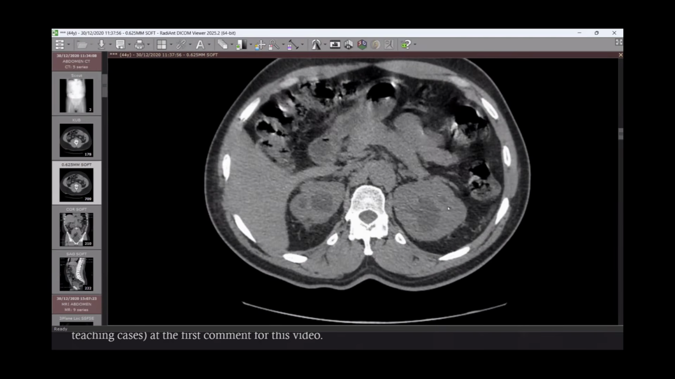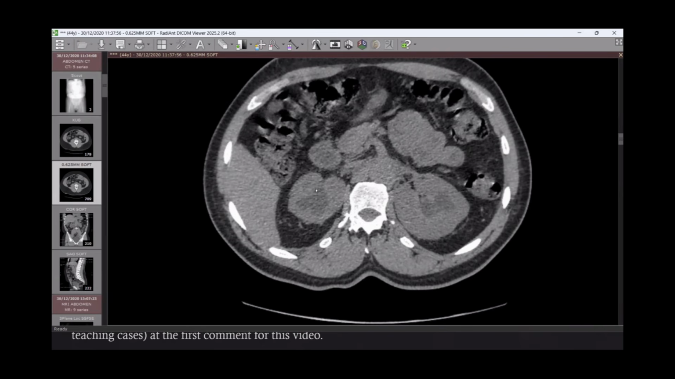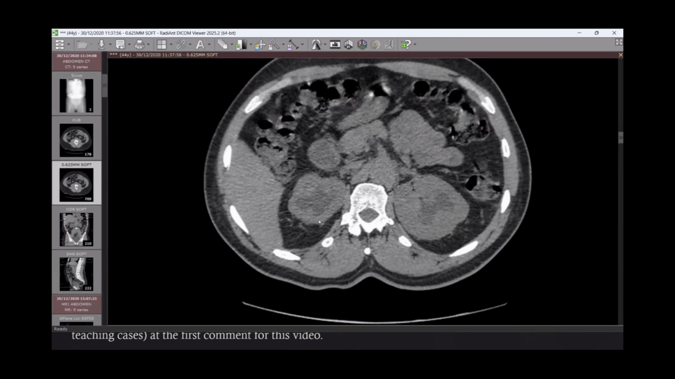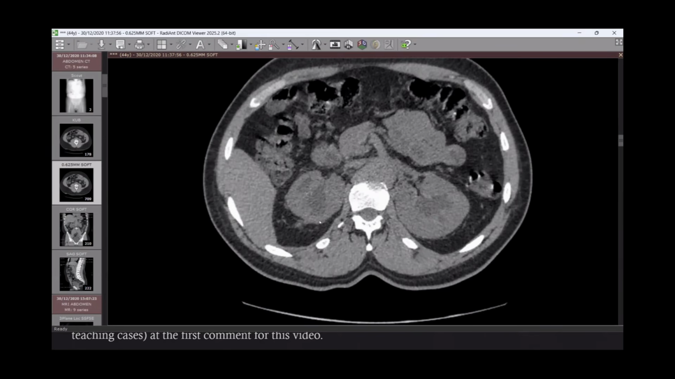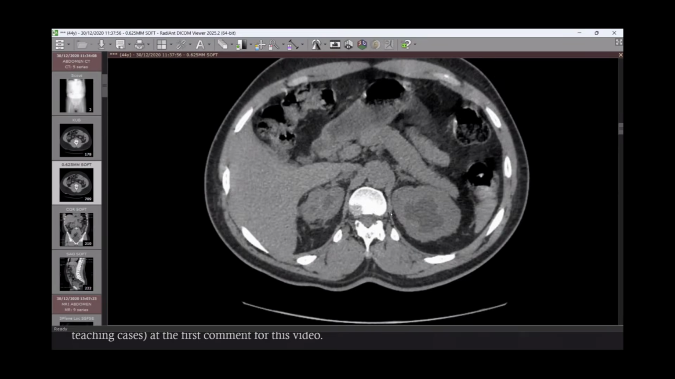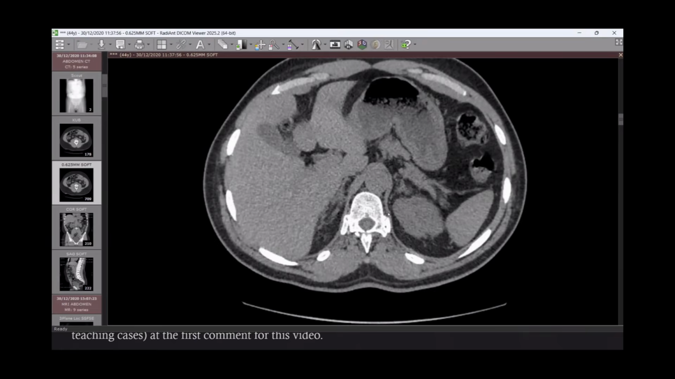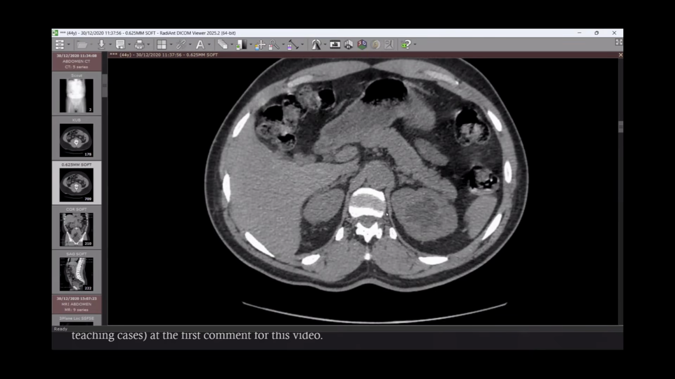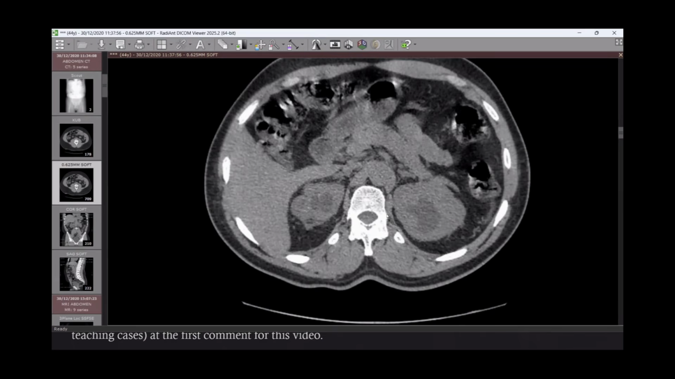Hyperdense lesion. And I want to see the post-contrast images for further evaluation. Really, the patient had renal impairment and we couldn't inject him with IV contrast. All right, so I will now look for the cause of the hydronephrosis. I would now like to trace the bilateral ureters.